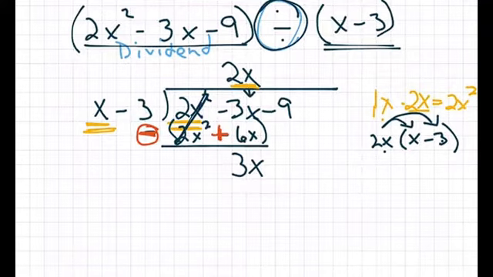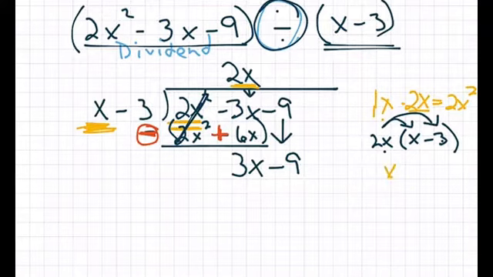Now, the normal process tells me that I now need to bring down my next term. I am bringing down that next term with the sign. And then I repeat the whole thing over. What do I need to multiply x by to get 3x?